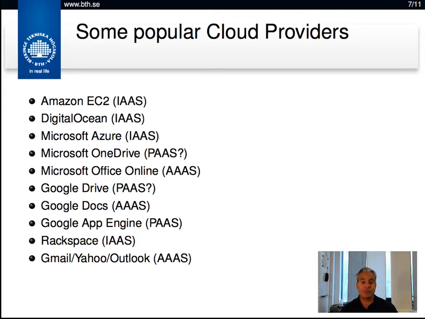Some examples of this, not an exhaustive list in any way. Amazon has basically any type of platform or any type of service that you'd like to have. DigitalOcean, same thing. Microsoft Azure.